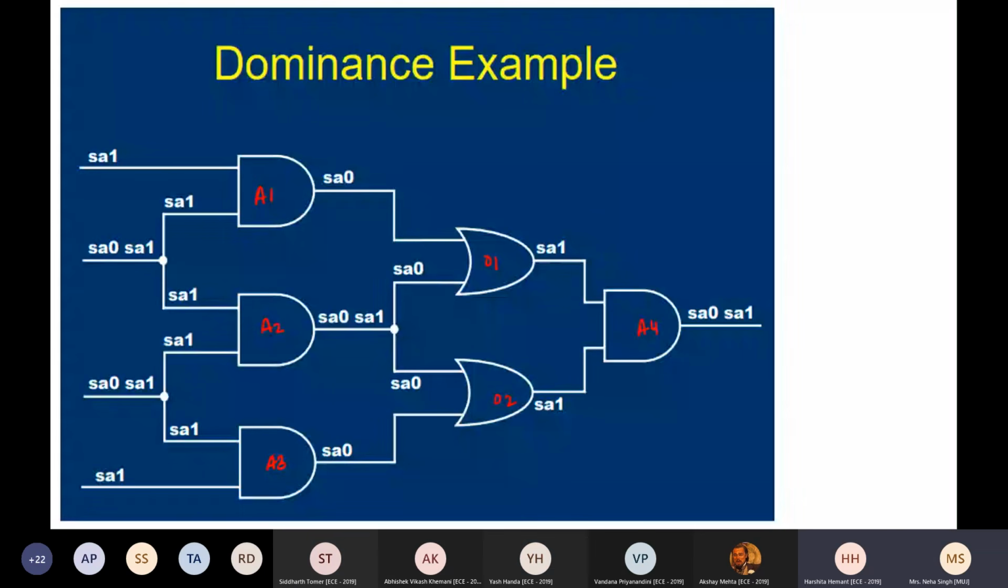A1 की कोई फॉल्ट कोलैप्स हो रही है? एंड गेट पे कौन कौन सी बचनी चाहिए फॉल्ट्स आफ्टर कोलैप्सिंग? इनपुट्स stuck at 1 और आउटपुट stuck at 0, यही बची है। A1 के इनपुट पर ये stuck at 1 है, ये stuck at 1 है, ये stuck at 0 है. So I cannot reduce any further. So nothing will be eliminated here.